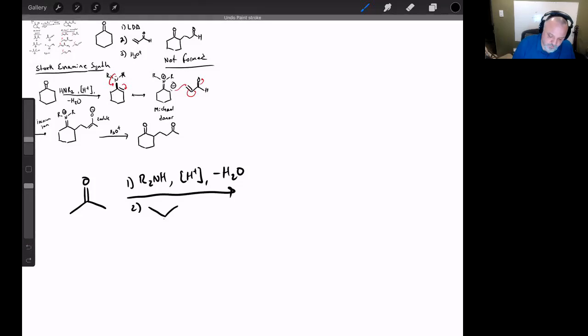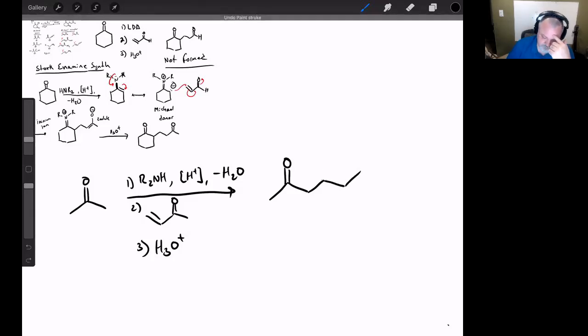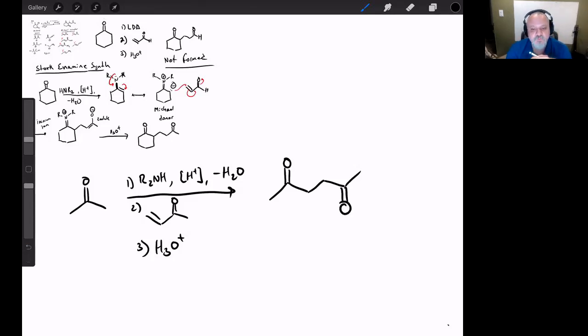Let's get some more room here. We can show the resonance stabilized pair of electrons on the enamine, and then we can take the enamine and react it with the Aldol condensation product, the intermediate of which would be a combination of an iminium ion and an enol, and then we can hydrolyze both of them back into ketones, and we form a diketone. So that's actually a pretty handy synthesis.